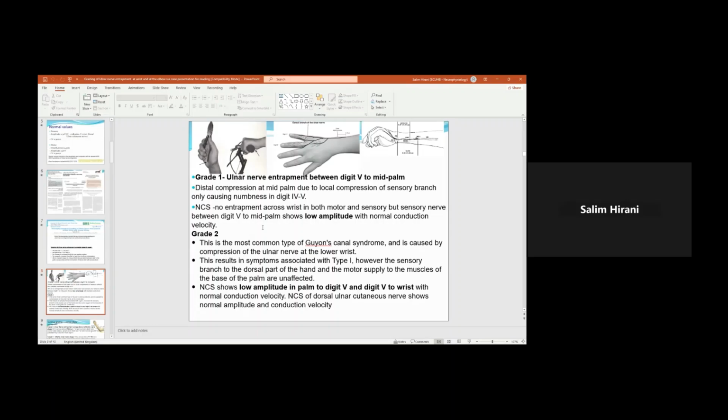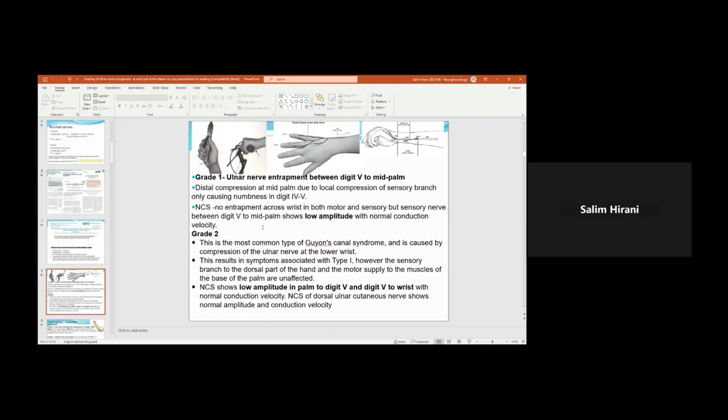Normally in nerve conduction in this one, there's no entrapment across both motor and sensory across the wrist. In nerve conduction, only compression shows a low amplitude between digit 5 to wrist and mid palm to wrist, and the dorsal ulnar is normal. With that, motor conduction velocities at the wrist and across the elbow are normal. So there's only a sensory compression at the mid palm, because these people normally use a stick or riding or DIY.